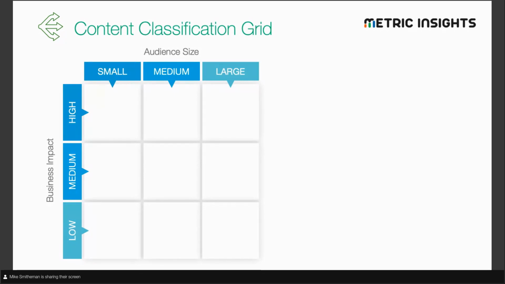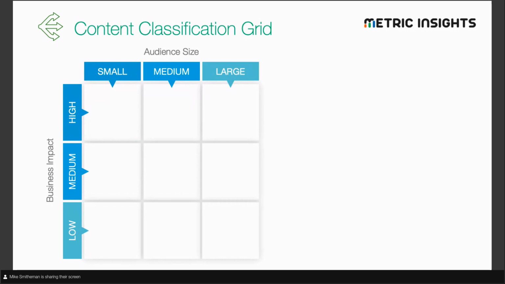On the vertical dimension here, imagine that you're looking at classification around business impact. So you've got a dashboard or report or something that you want to govern. Does it have a low, medium, or high impact on the organization? The way to think about that is if something were to go wrong, let's say there's an error in the data, how big of a deal would it be? And that's one way to classify that impact.